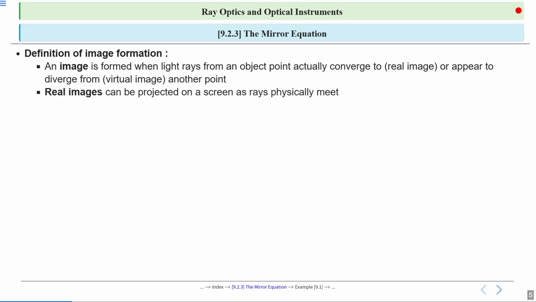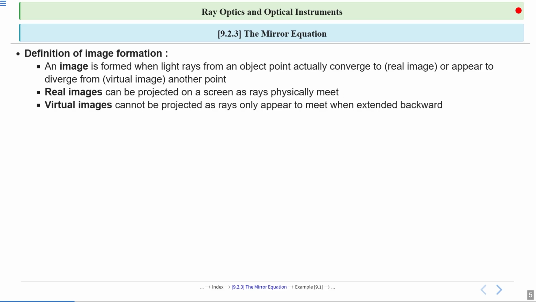Real images can be projected on a screen because the reflected rays actually meet at one point. If we place a screen in front of the mirror and set the position of the screen from the pole of the mirror equal to the calculated image distance, the real image can be projected on the screen, as the rays physically meet at that point. Virtual images cannot be projected, as virtual images are formed behind the mirror.